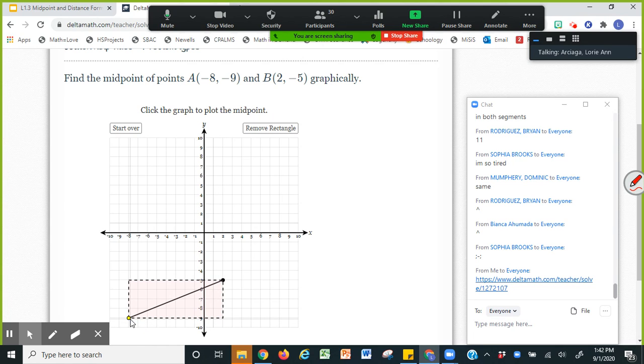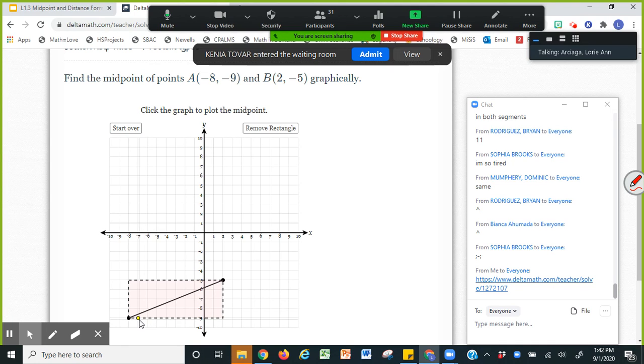Correct me if I'm wrong. I have to count it. It's 1, 2, 3, 4, 5, 6, 7, 8, 9, 10. So the bottom portion is 10 units long, right? I have to find the middle one. So 1, 2, 3, 4, 5. There you go. And then vertically, I have to move 2 upward because the height of the rectangle is actually 4.